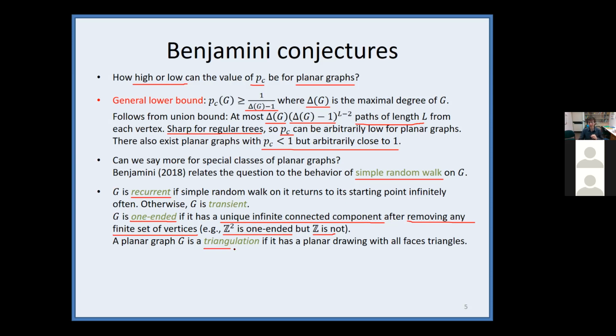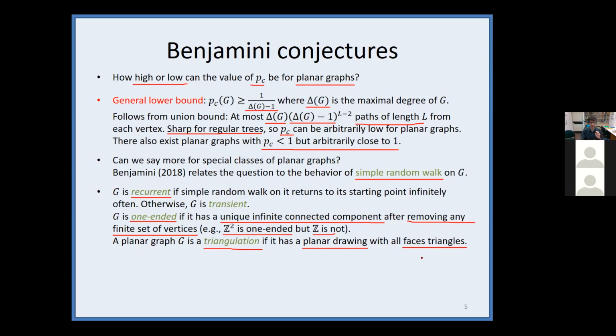And finally, a planar graph is called a triangulation if you can draw it in the plane and having all the faces triangles. A triangulation is also edge maximal if you cannot add an edge without making it non-planar. Yes, Nina?